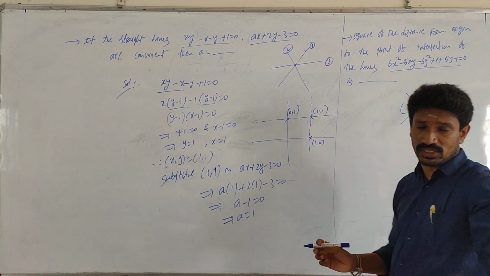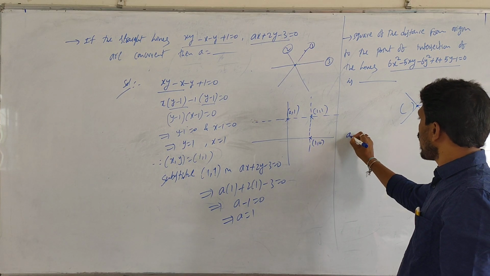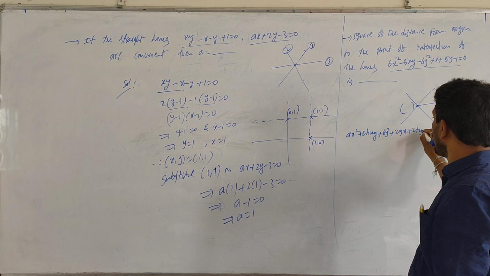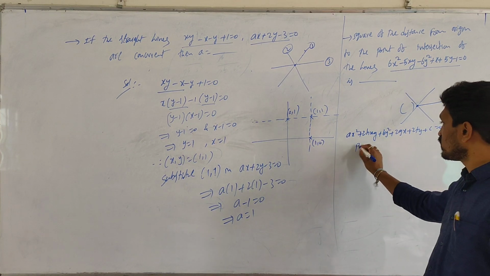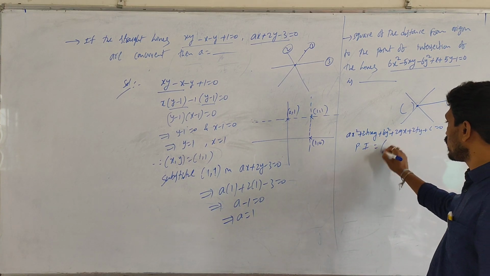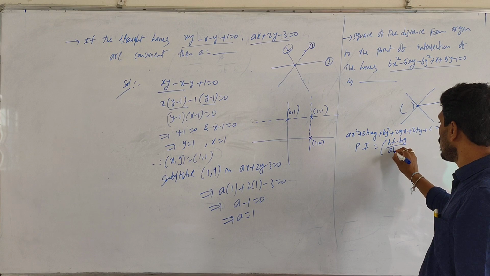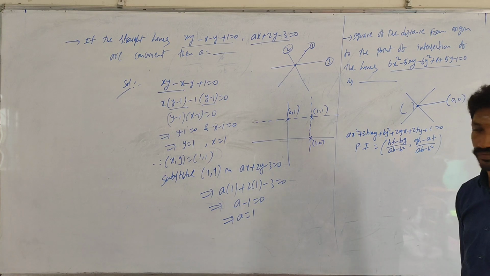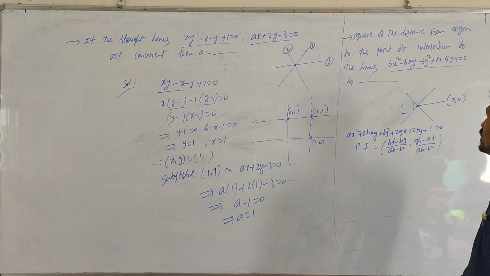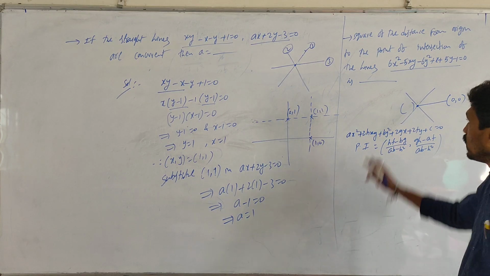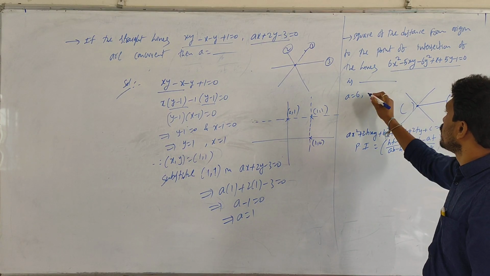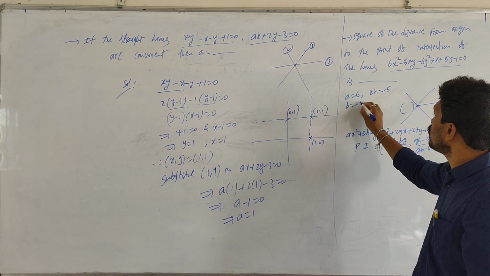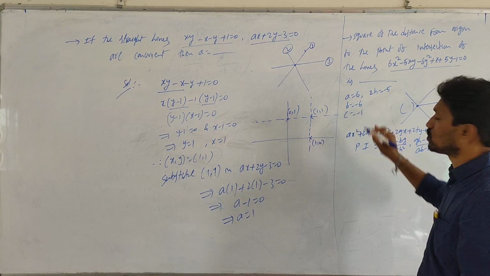So if you use the previous formula, what is that? For ax square plus 2hxy plus by square plus 2gx plus 2fy plus c is equal to 0, the point of intersection is hf minus bg by ab minus h square, gh minus af by ab minus h square. According to this, what are the h, a, b values? Here a is equal to 6. 2h is equal to minus 5, that means h is equal to minus 5 by 2. And b is equal to minus 6. And c is equal to minus 1.